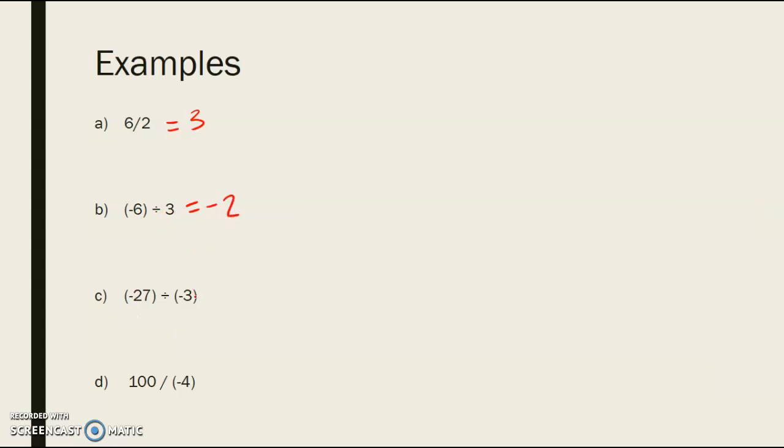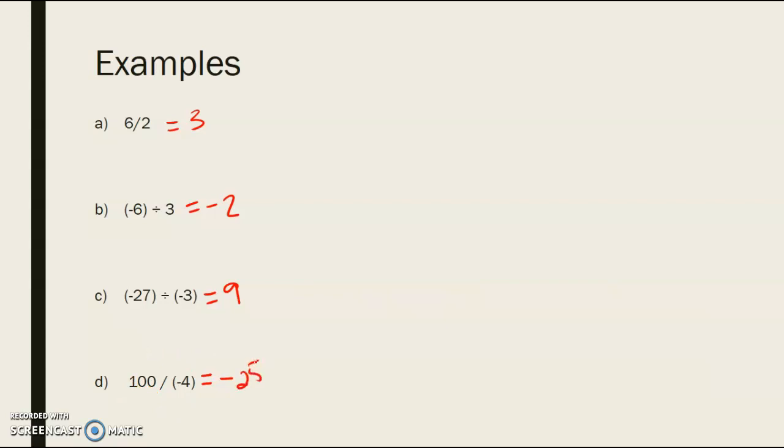And then we have a negative divided by a negative, which will give us a positive answer. And then 27 divided by 3 is 9. And then our positive divided by a negative is going to give us another negative answer because we got different signs, and 100 divided by 4 is 25.